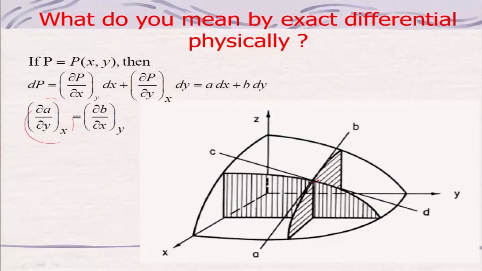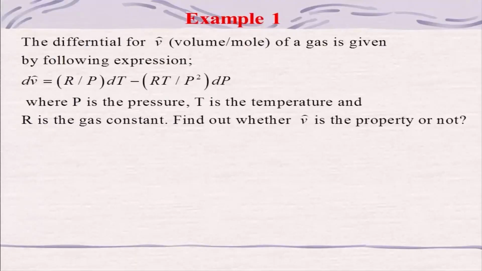So this is the physical interpretation I have shown you, so that you can have a feel. You might have used it in your mathematics class, am I right? However, one has to understand the meaning of it. So let us take an example of how we will use this condition to find out whether a variable is a property or not.